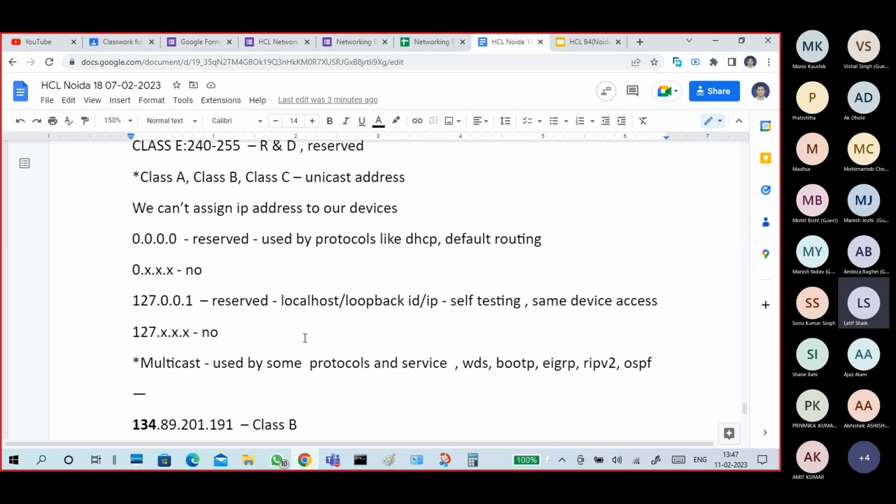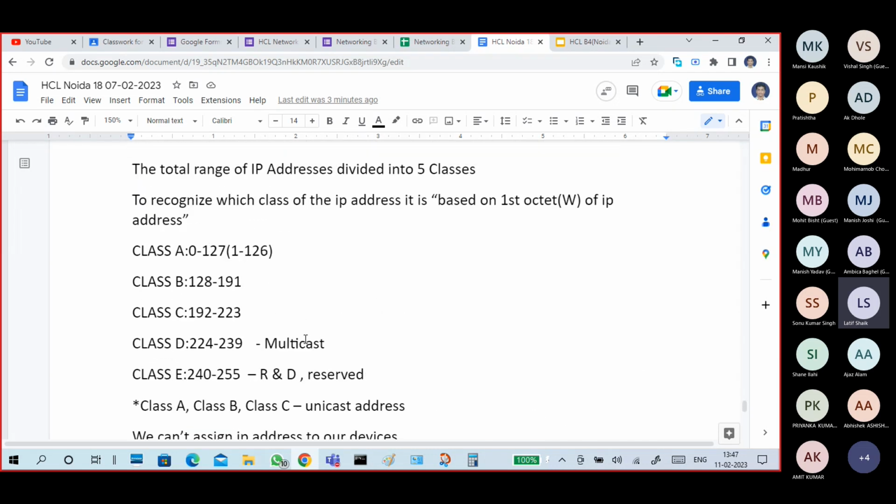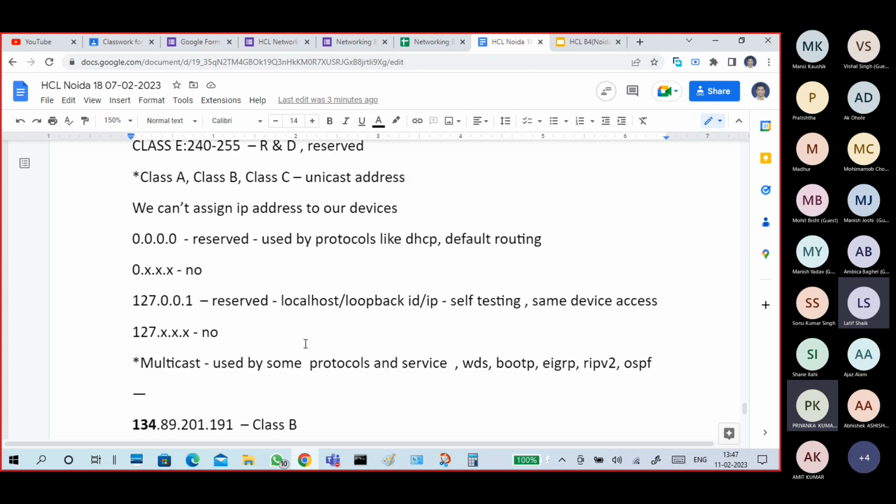So maybe on Monday I will try to explain it clearly. Multicast addressing also we cannot assign to any devices. Class B is 128 to 191. Class C is 192 to 223. Class D is 224 to 239. Class E is 240 to 255.